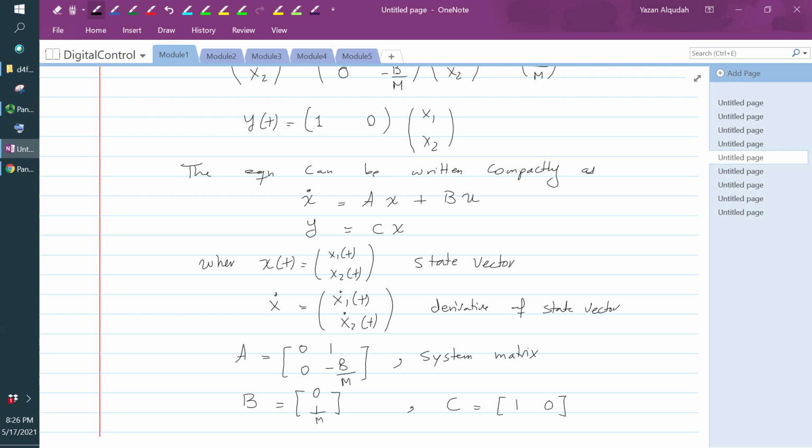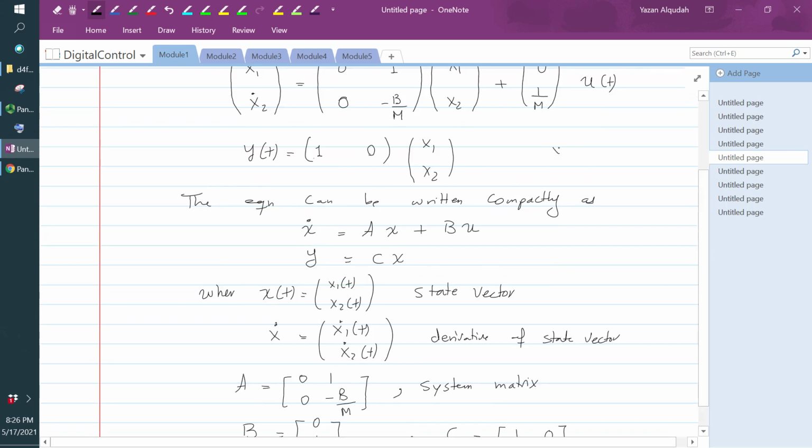Now, and also one thing that we did not write here is x of 0. So we can add also here that x of 0 is equal to the initial conditions, which is x1 of 0 and x2 of 0. So these are the initial conditions.